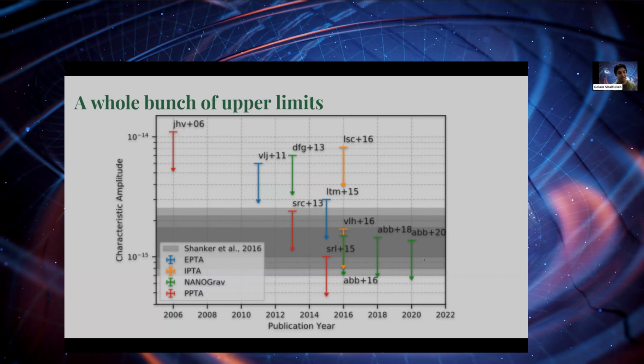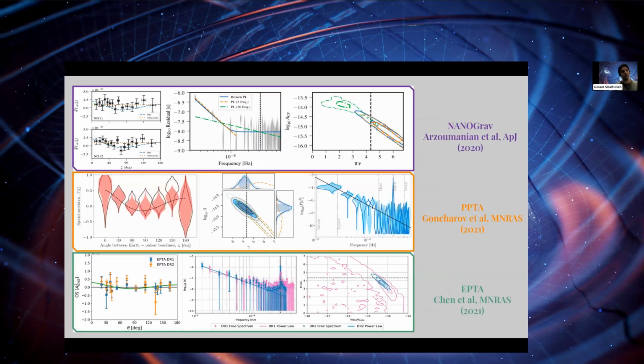When I produced this plot, I didn't have the IPTA DR2, but the IPTA DR2 is about here. So it is a continuously decreasing trend in time, and every single time an IPTA data set has been produced, it has always performed better than the individual data sets. Okay, but the big impetus for a lot of work came through.